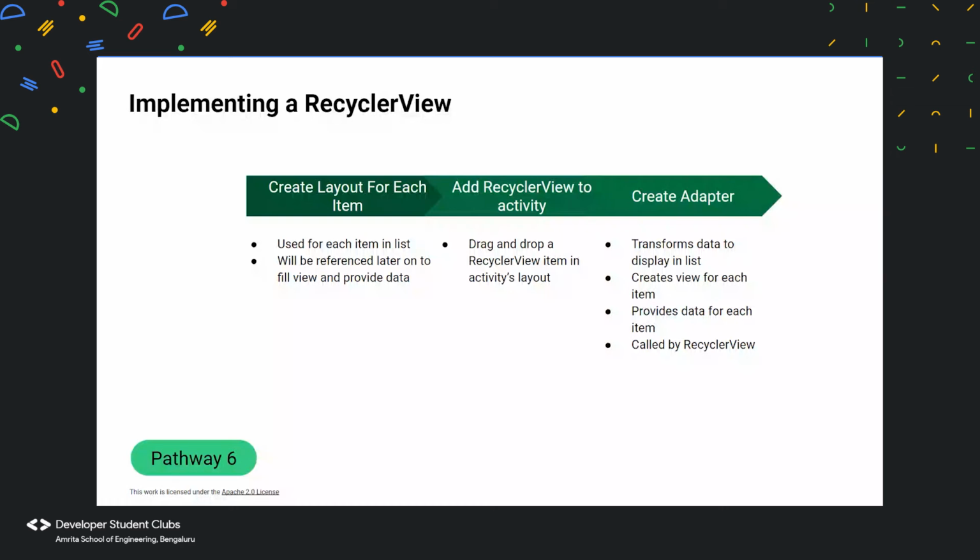Like I said, it creates a view for each item. So Android calls the adapter when it wants to do this, and it does it in an efficient way, like I said before. It's called by the recycler view, and it also provides the data. So you can think of all the data you need to display as a list. The adapter will automatically understand the position of each item, and based on the position, it will load the corresponding data.